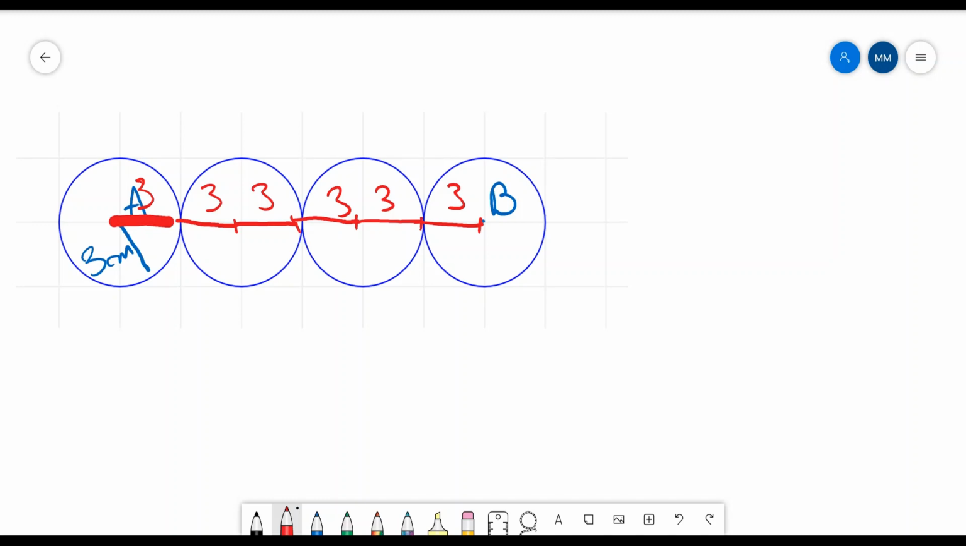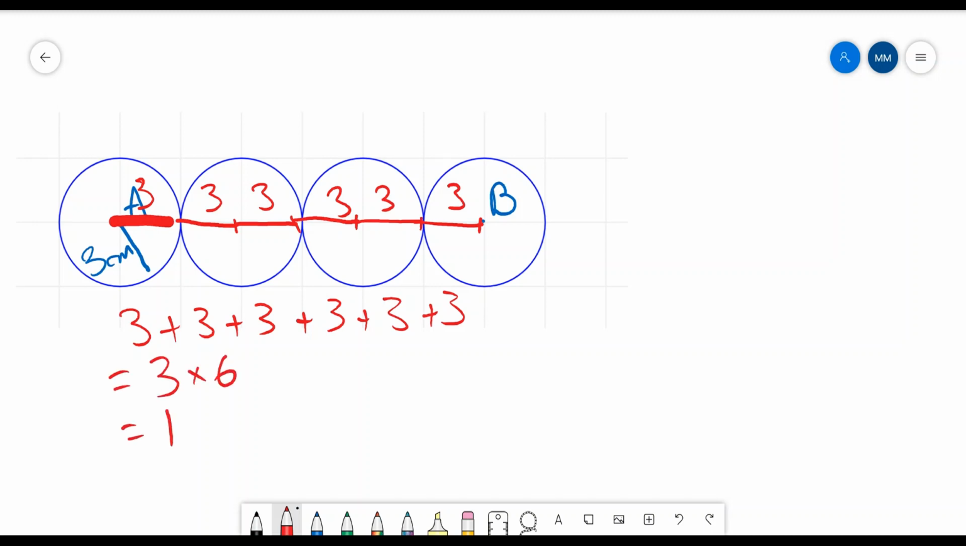Using this drawing, we can then add up our distances. So 3 plus 3 plus 3 plus 3 plus 3 plus 3. We can see that there are 6 3's here. And so our total distance from A to B is 18 centimeters.